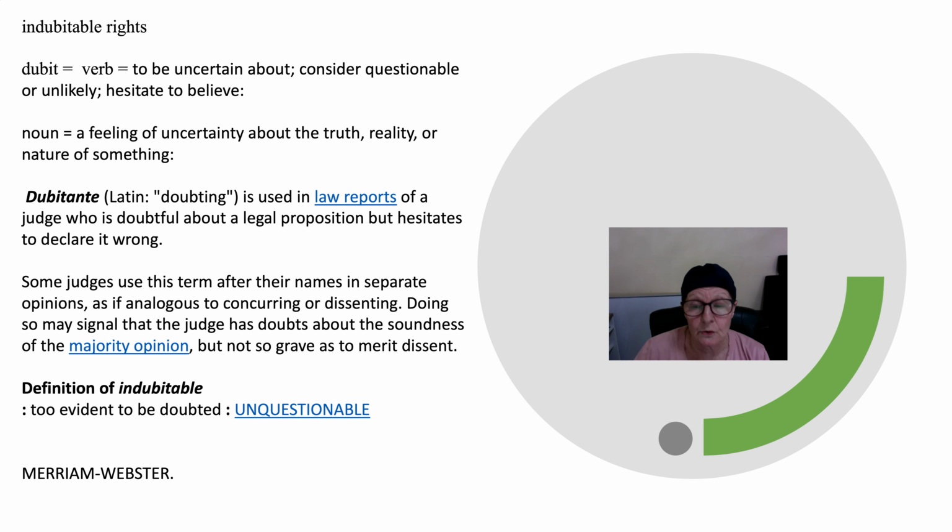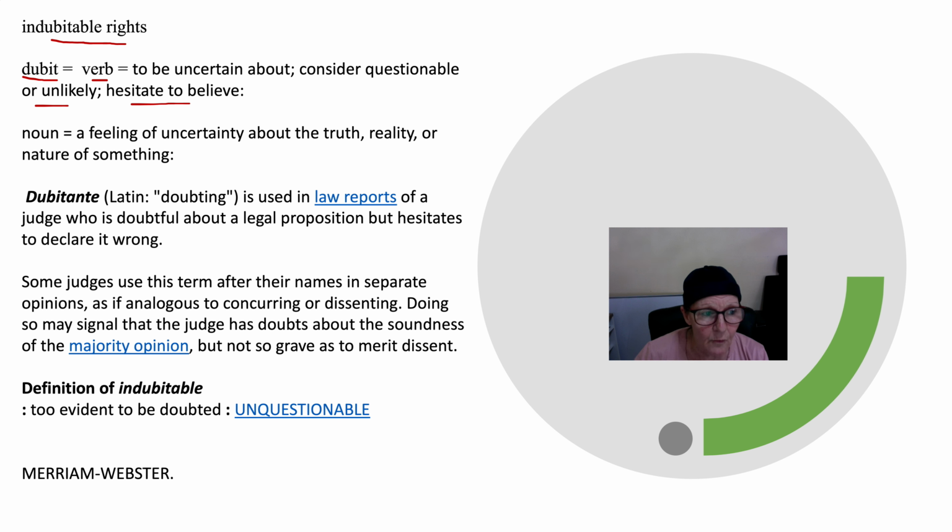Now we're going to go to our 1688 Bill of Rights. So our 1688 Bill of Rights are called indubitable. And we want to go and have a look at what this means, indubitable. So we looked up dubit, I say, but indubitable and becomes dubit. And it is a verb, and what it means is to be uncertain about, to consider something questionable or unlikely, and to hesitate to believe its basis. And it's talking about to believe its basis in law.